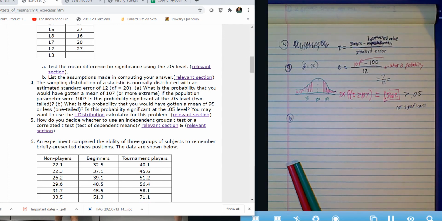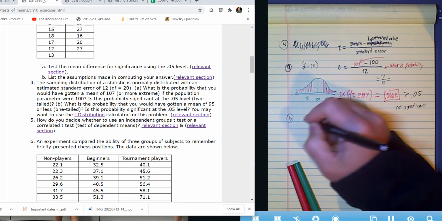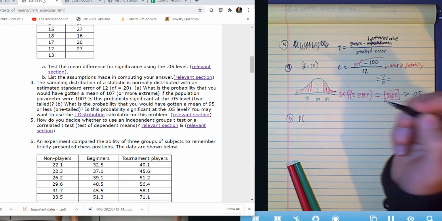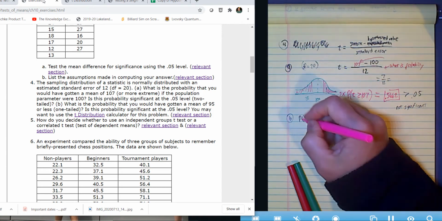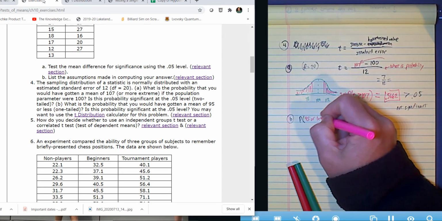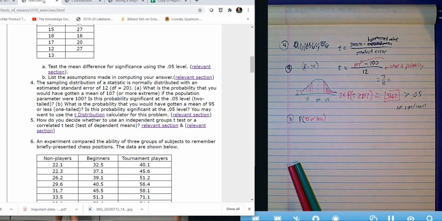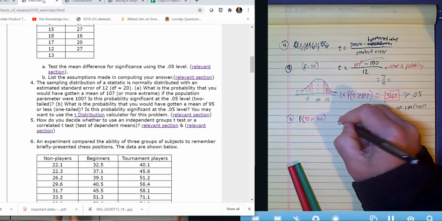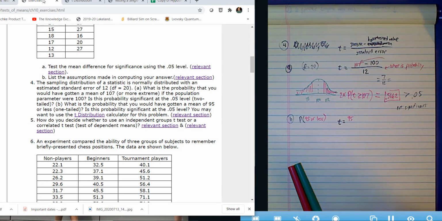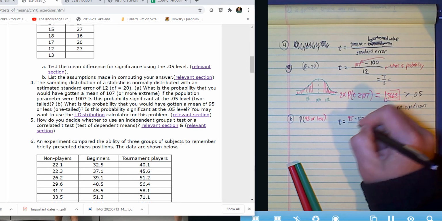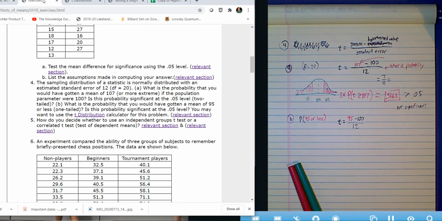Part B asks me, what is the probability that you would have gotten a mean of 95 or less? All right, so the probability of, well, again, 95 or less. So what are we going to do? We're going to use that same formula, and we're going to look at 95 minus 100 over 12. That'll be the t score. Okay, so that's negative 5 over 12.